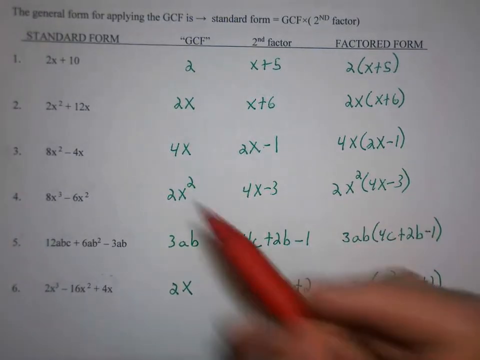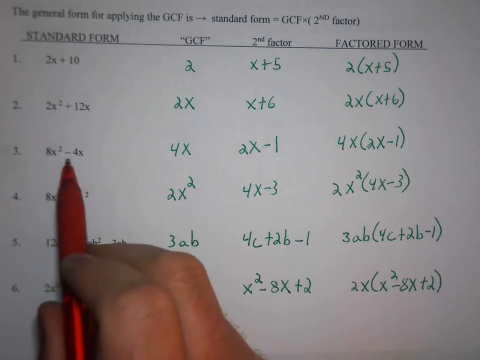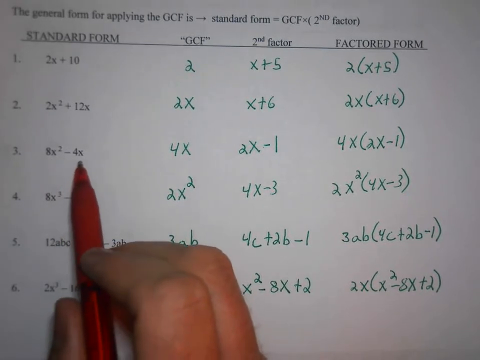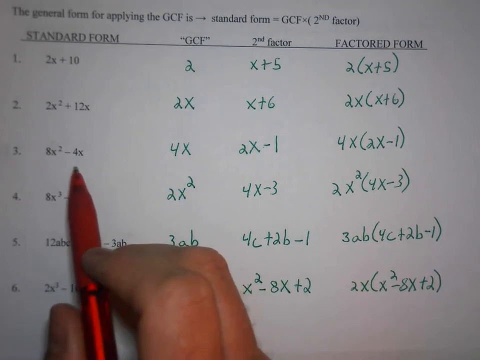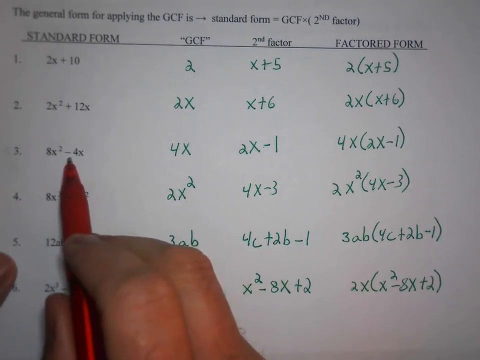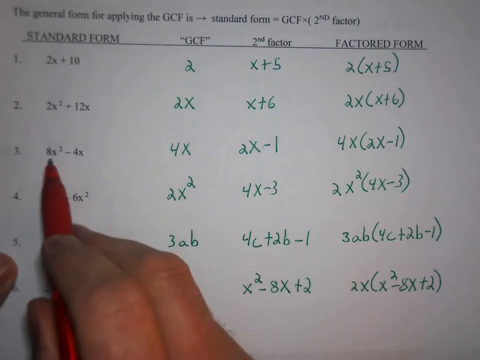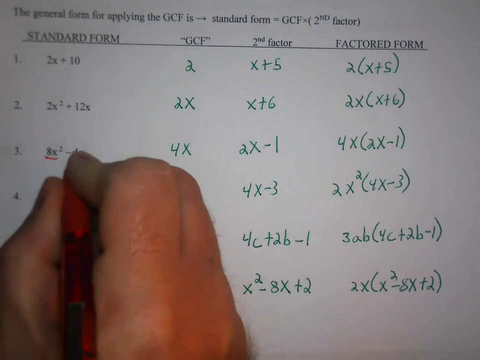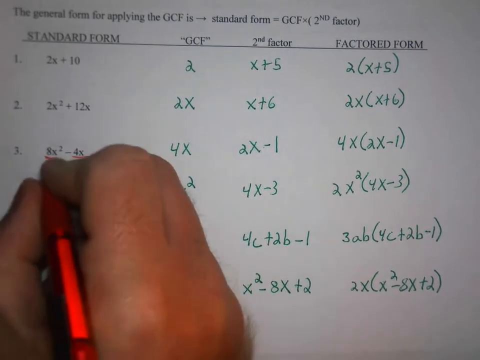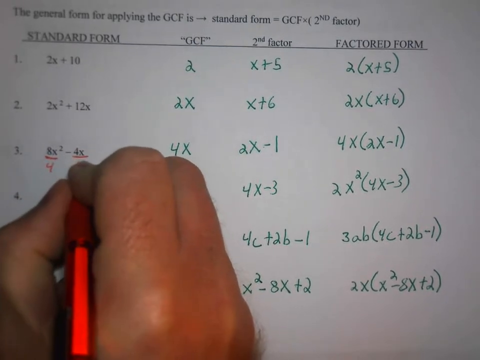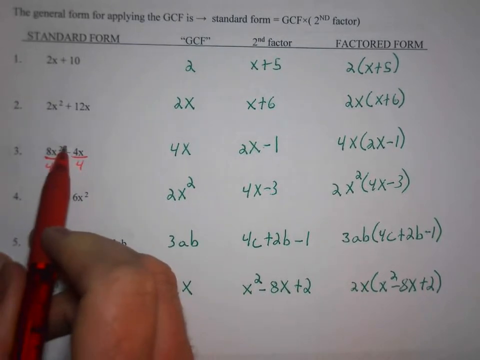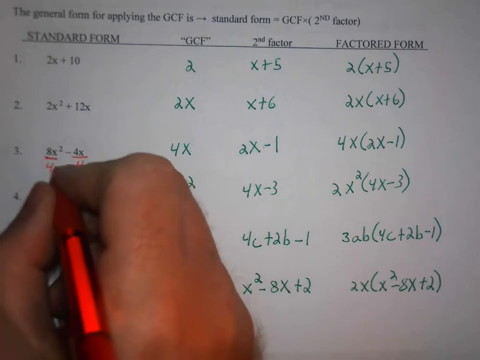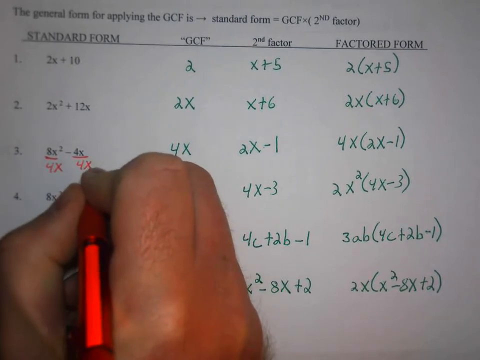And the things you have to be careful of are things like in number 3, when you look at 8x squared and 4x, remember that what you're looking at is what number and or variable can I divide into each term. So you look at the numbers first. So between an 8 and a 4, you can divide them both by a 4. And then you have an x squared and an x. With an x squared and an x, you can divide them both by x.